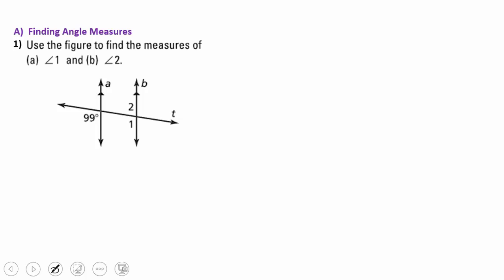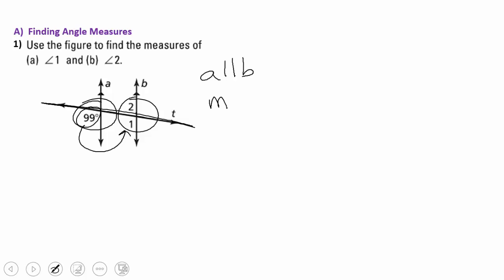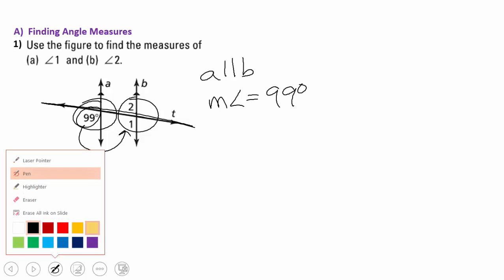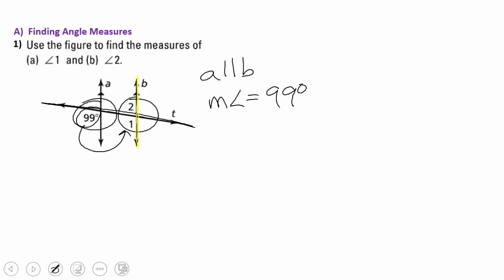So we have 2 parallel lines. A is parallel to B, cut by transversal T right here. And we can see that this angle is 99 degrees. Using what we just learned, if I were to cut this out and put it on top of the other, we would see that 99 and angle 1 are in the same position on the same side of the transversal, so they are corresponding. That means they are congruent. So the measurement of angle 1 has to be 99 degrees. And then we can see that angle 2 and angle 1 are supplementary. They form a straight angle. So taking 99, subtracting from 180, we find that the measure of angle 2 is 81 degrees.